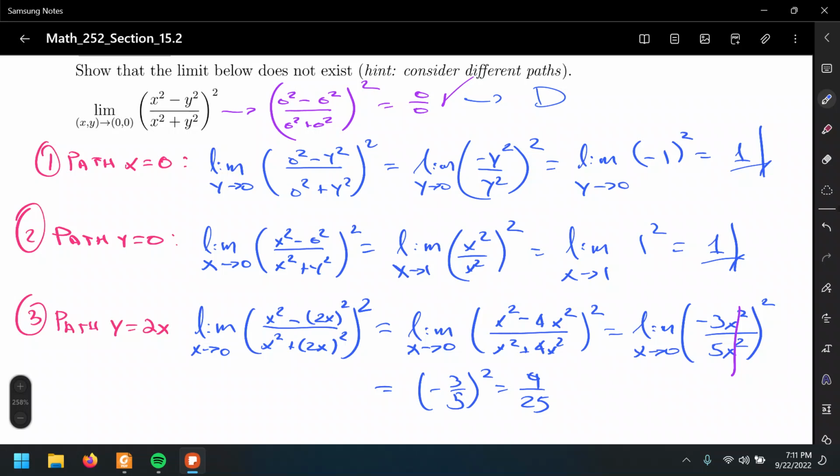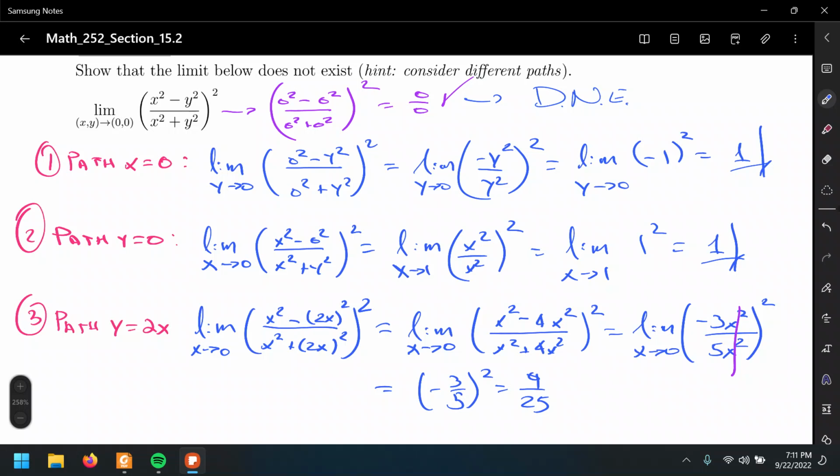Conclusion. D and E. The limit does not exist. So for the path 3, can you use any equation of a line? Like, could I just do y equals x? y equals x.